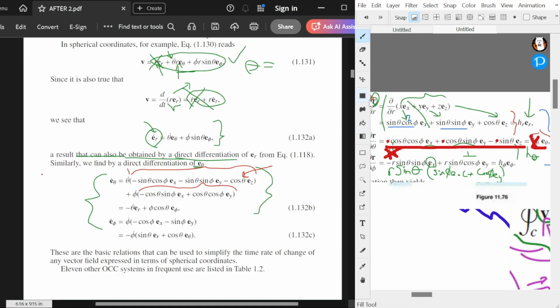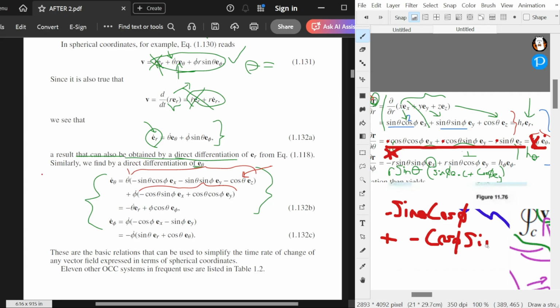So I guess let's bite the bullet. Let's differentiate. So cos theta cos phi EX. I really don't want to do this. Okay, differential of cos theta is minus sine theta, right? Minus sine theta. And then you have to multiply it by cos phi because product rule. And then you add that to minus cos phi sine theta.